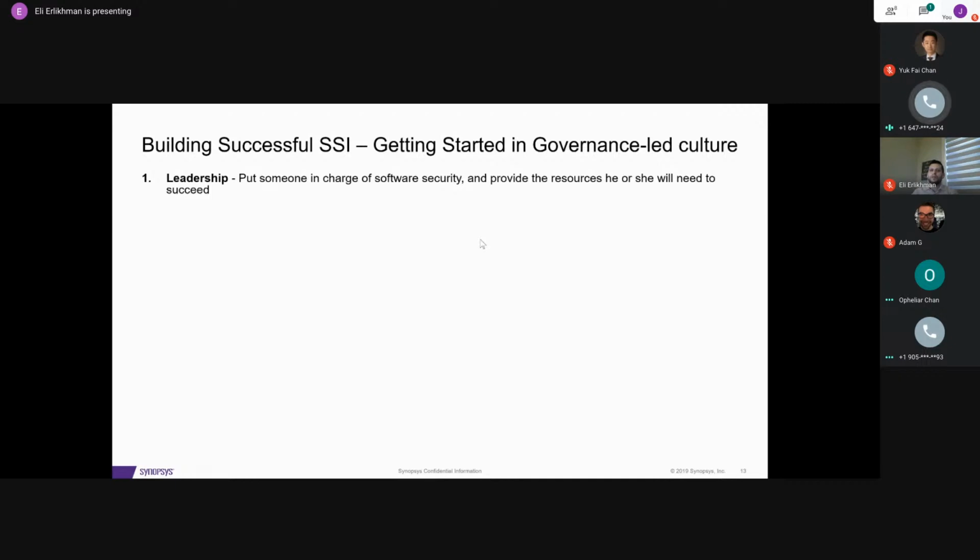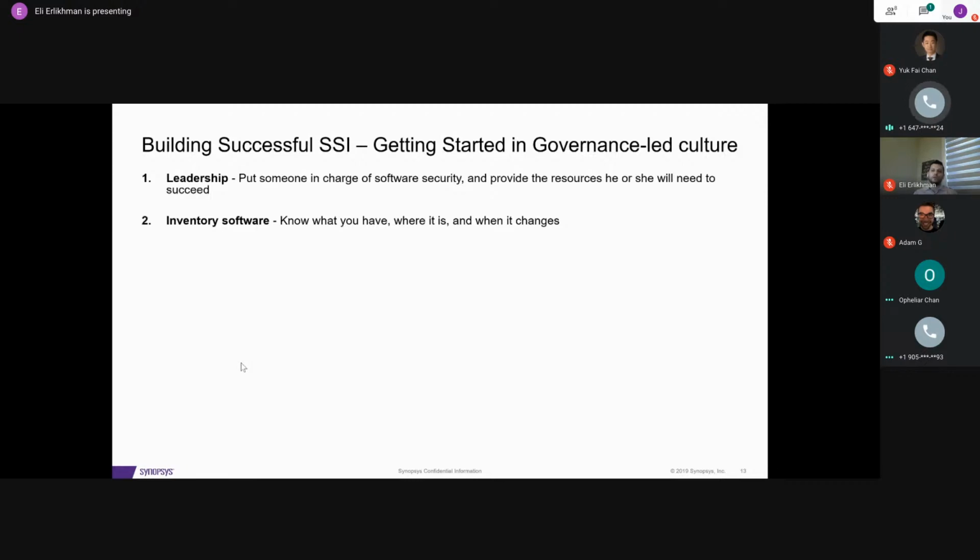So here's an example of some of the steps that you can take to build the program in a governance-led culture. Now, it will be a little bit different for an engineering-based culture, but I'm just going to go through governance-led culture today. The number one step, and I've talked about that previously, is leadership. You need to put somebody in charge end-to-end who will have the right amount of accountability and the budget and the resources to build the program. Next one is inventory your software.